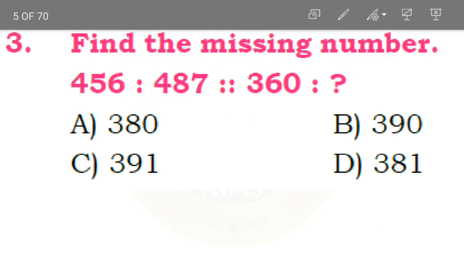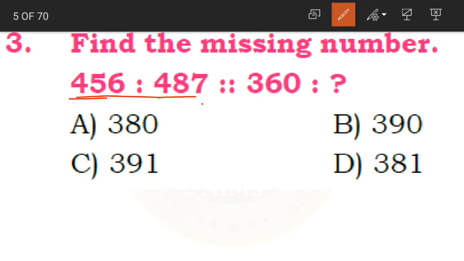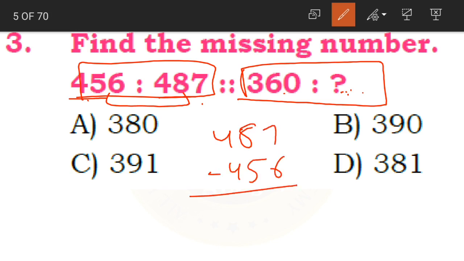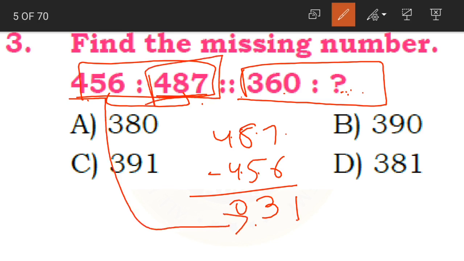Moving on to question number 3. Find the missing number. 456, 487. Okay, these two are in one pattern. And in the same way, we need to find out the number that should come after 360. First, to find out the relation between these two, let us subtract 487 minus 456. 7 minus 6, 1, 8 minus 5, 3, 4 minus 4, 0. Yes children, what does this mean? To 456, if we add 31, we will get 487. Yes, in the same way we should add 31 to 360.